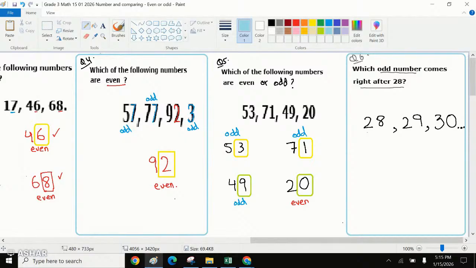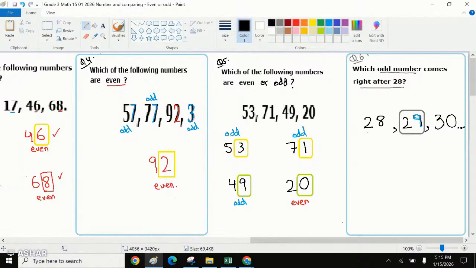Even if 28 is an even number, they did not tell us that after the even number comes an odd number. They're just asking, what is the next odd number? So we know that the next odd number should be 29. And why should it be odd? Because it is ending with a 9, right?